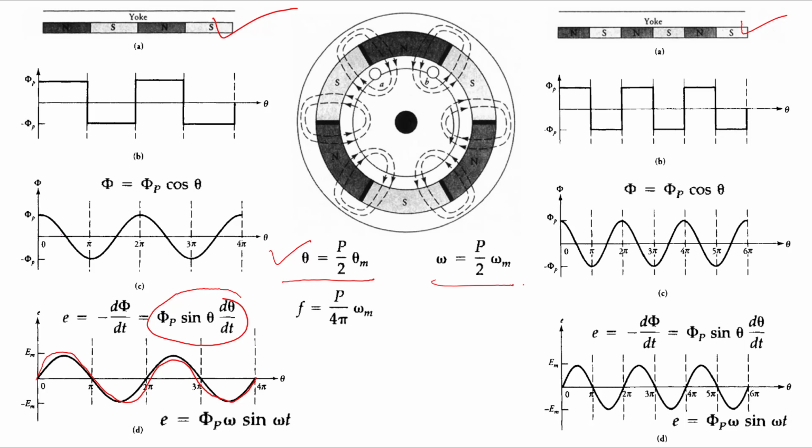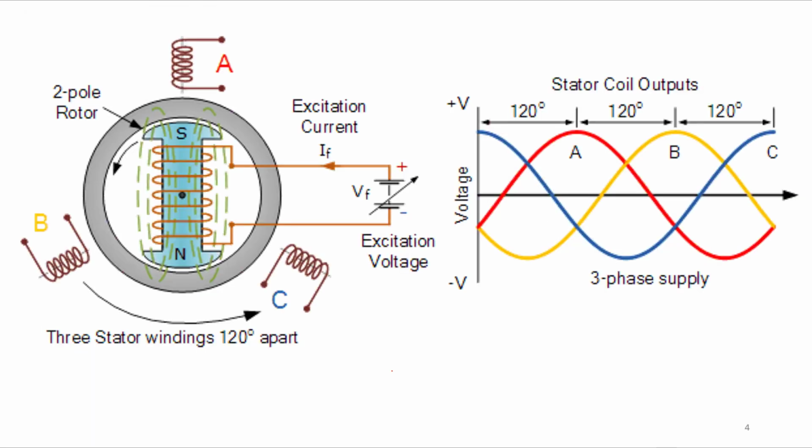Now your frequency, of course we found this, and then omega m is 2 pi by 60 nm, already we discussed this, and f is p by 120 nm, nm is in rpm, and nm is 120 f by p, right?